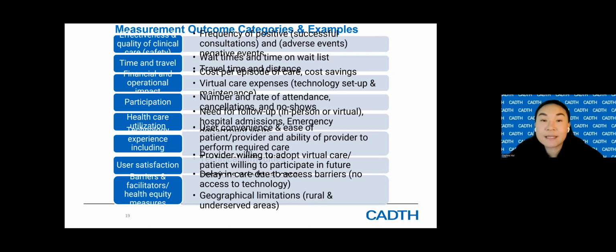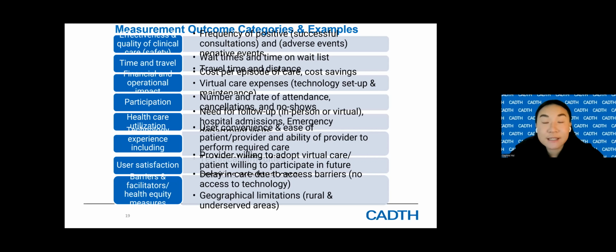The next category is time and travel. So for instance, this could include measuring wait times and the specific travel time and travel distance. Then the next category was financial and operational impact. So this includes examples such as cost per episode of care, and perhaps expenses specific to virtual care, such as the technology setup and maintenance costs. And next we have participation outcomes. So for instance, the number and the rate of attendance or cancellations or no-shows.